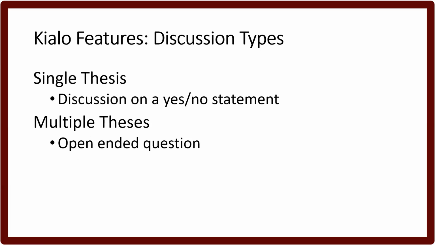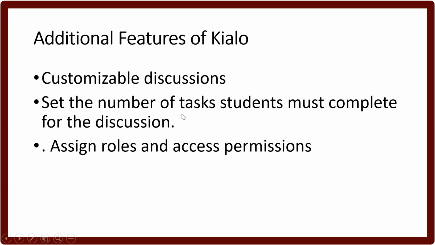There are two different discussion types. They have a single thesis discussion type, which is where you're presenting a discussion on a yes or no statement. For example, red is the best color would be a yes or no statement. And then students would debate pros or cons, in agreement or not with that statement and their supporting information. Multiple thesis discussion is basically like an open-ended question, or you can use it to facilitate decision-making, okay?